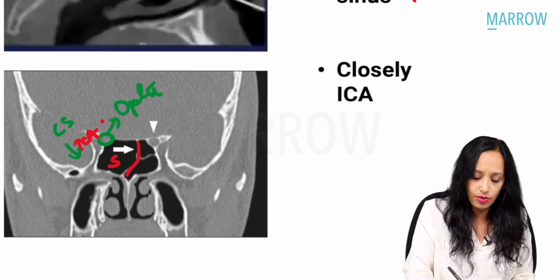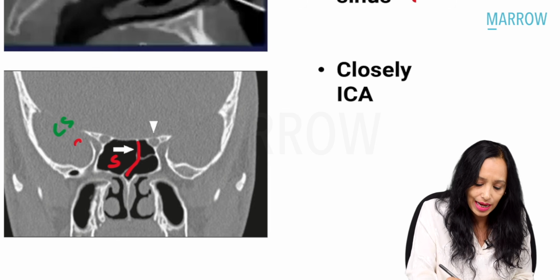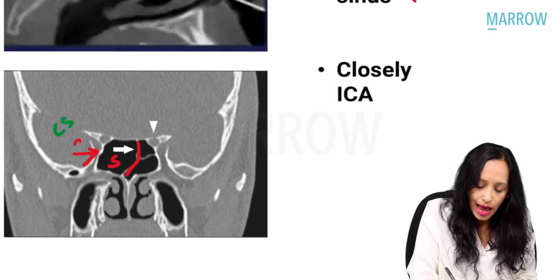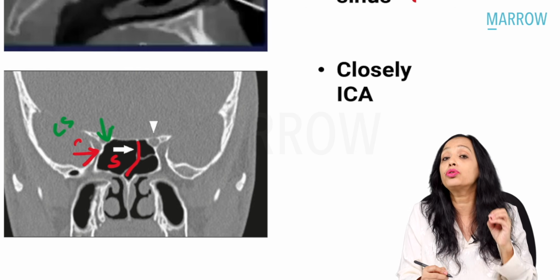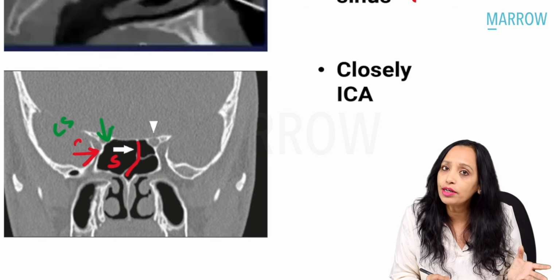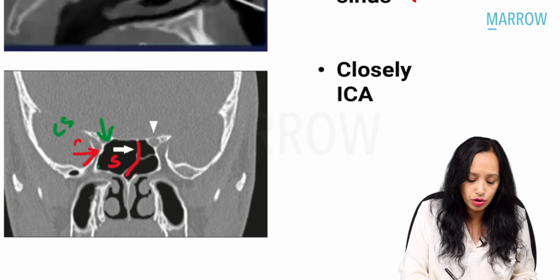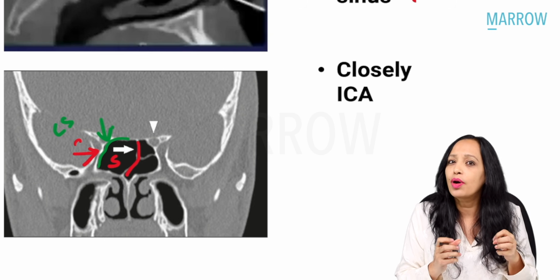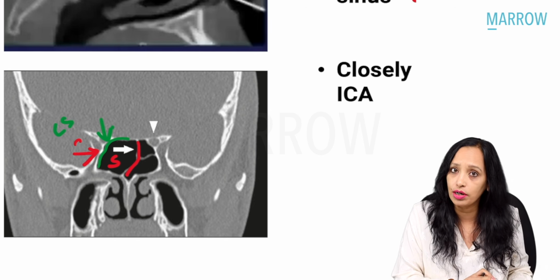Is that clear? So the internal carotid artery and, superiorly, the optic nerve are in close relation to the sphenoid sinus. But they are usually not injured in sphenoid sinus surgery because the bones of the sphenoid sinus are very hard. So unless it is dehiscent, injury does not occur.